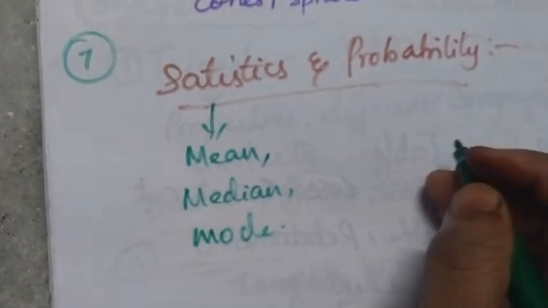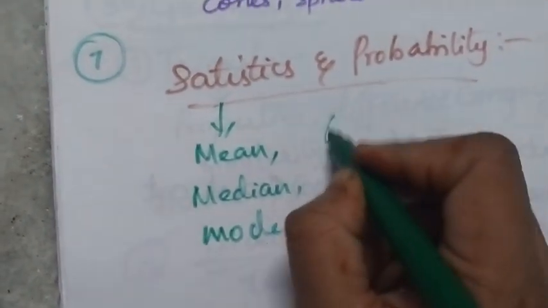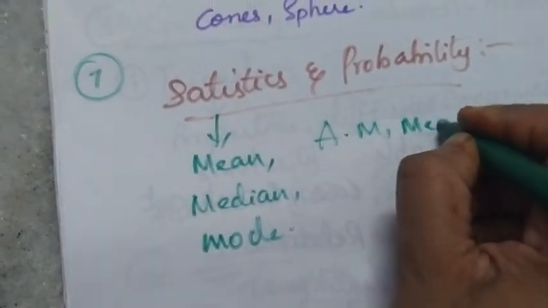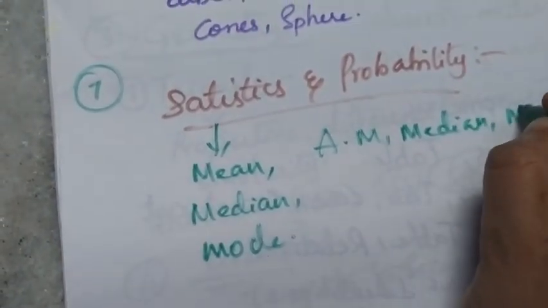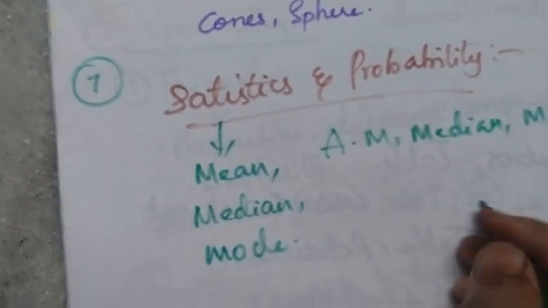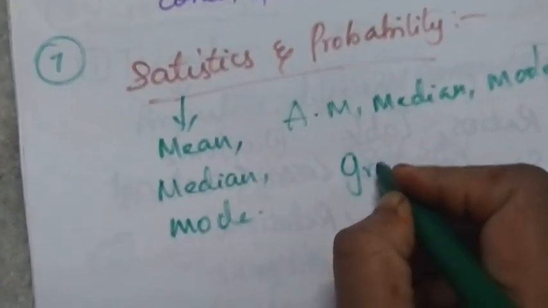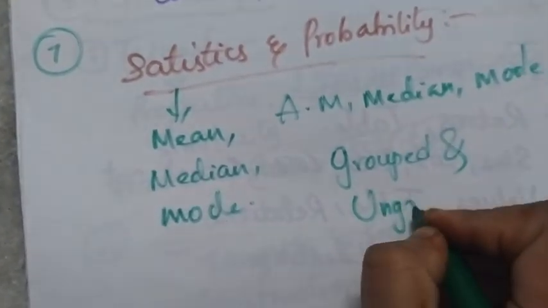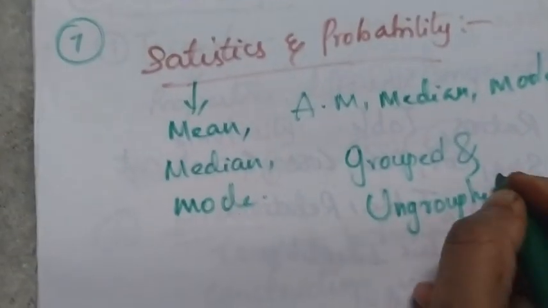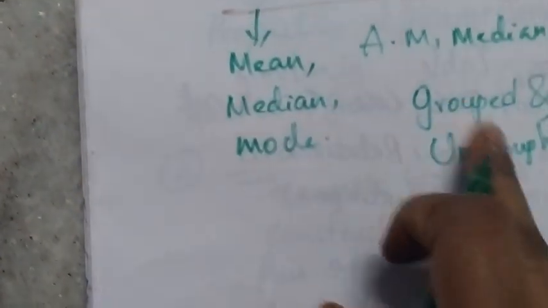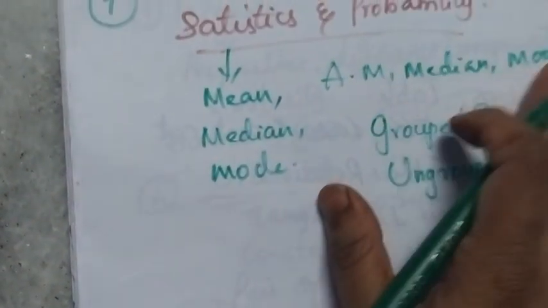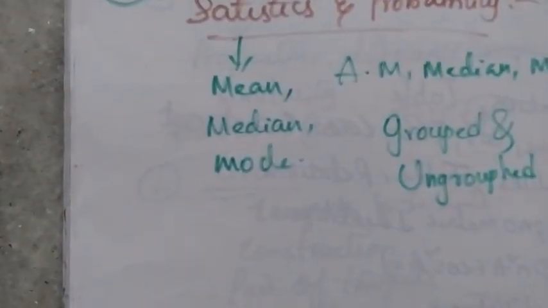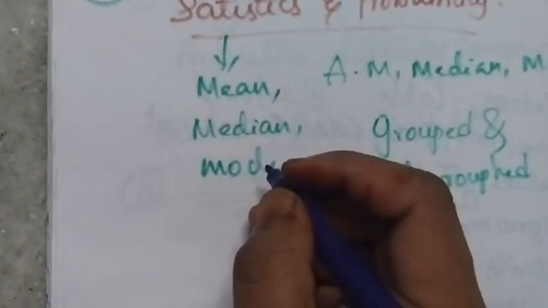Okay, understanding the concept of arithmetic mean, median and mode of grouped and ungrouped data. In this we have to cover grouped and ungrouped: mean, median and mode. Okay, simple problems come in this topic.